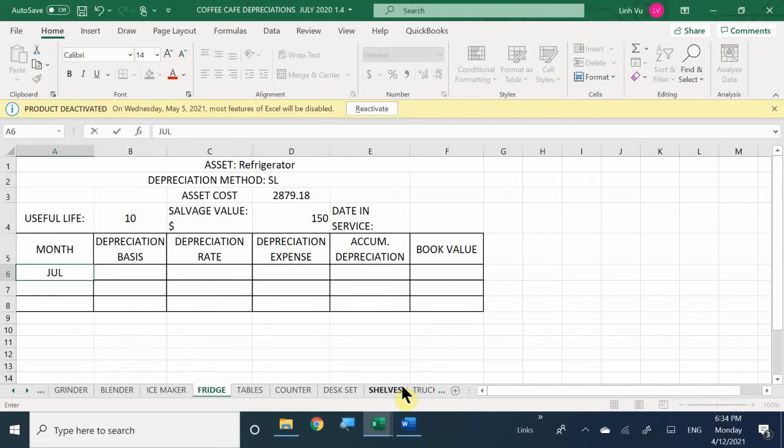So for the month of July, okay? Our depreciation basis is going to be my asset cost minus my salvage value, which in this case is going to give me $27.28.18. Okay? Depreciation rate, once again, is 1 over my useful life of 10 to give me 0.1. And now my formula is going to be depreciation basis times rate divided by 12 to give me my monthly expense. Okay, and I get a total of $22.74.